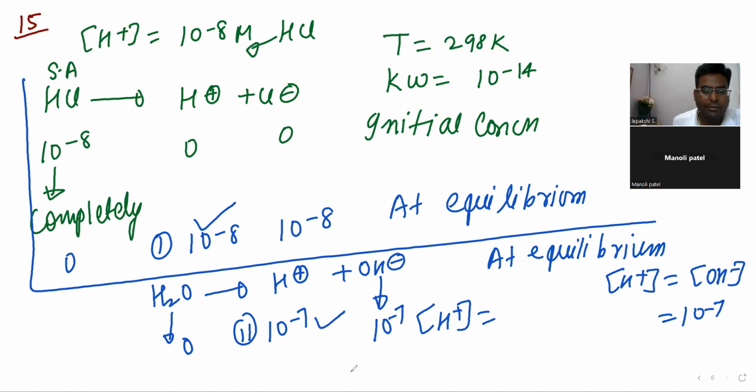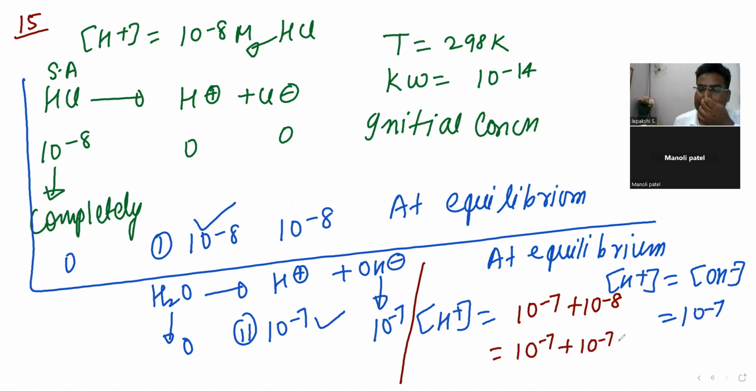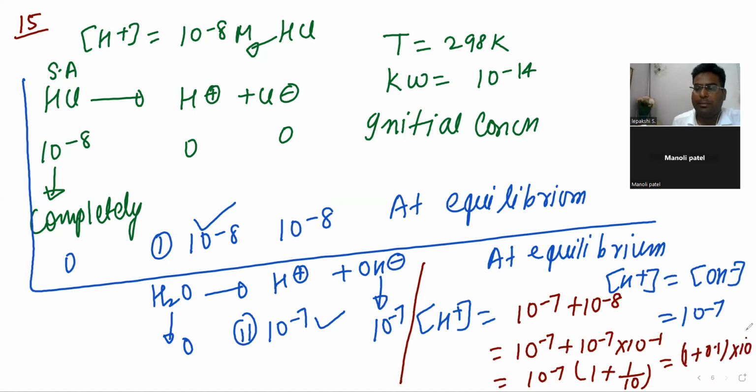So what will be the value then? It will be 10 raised to minus 7 plus 10 raised to minus 8. So it will be 10 raised to minus 7 plus 10 raised to minus 7 into 10 raised to minus 1, since 10 raised to minus 8 is written like that. Take 10 raised to minus 7 as common, then it becomes 1 plus 1 upon 10. So it will be 1 plus 0.1, times 10 raised to minus 7. So it will be 1.1 into 10 raised to minus 7 concentration. Understood? So right up to this point then.